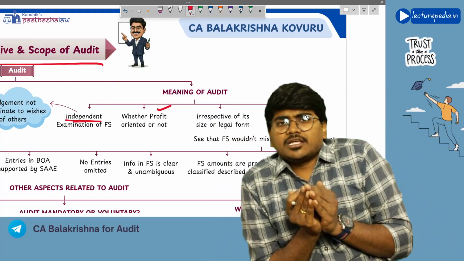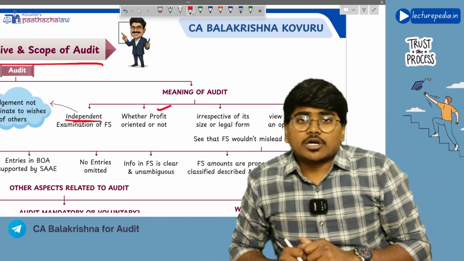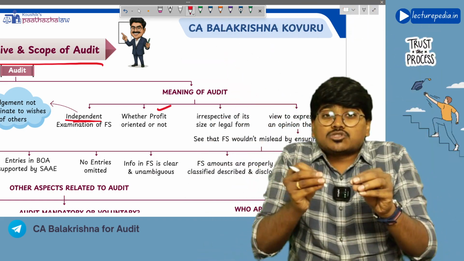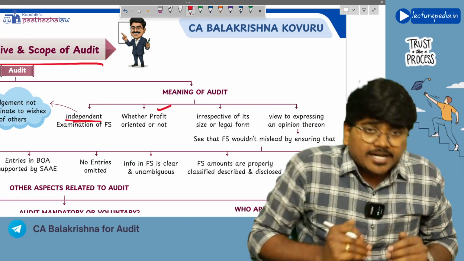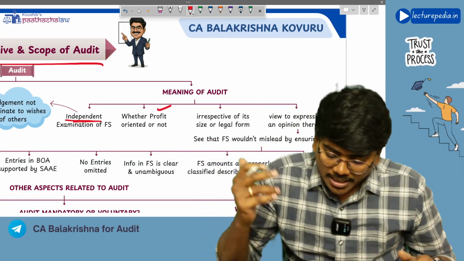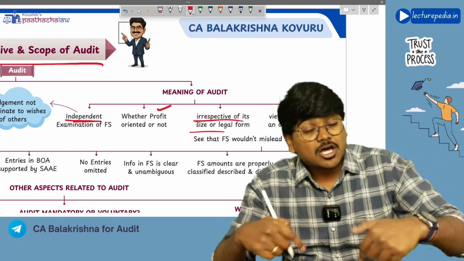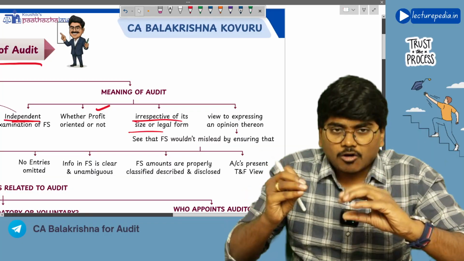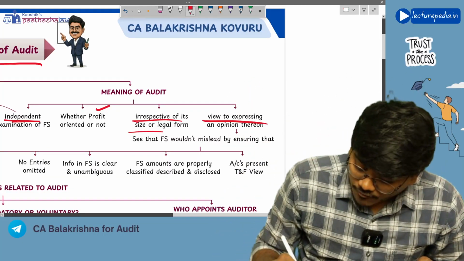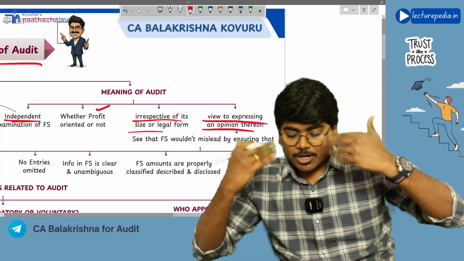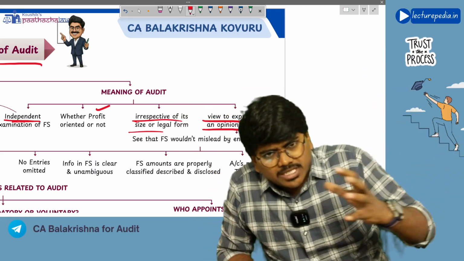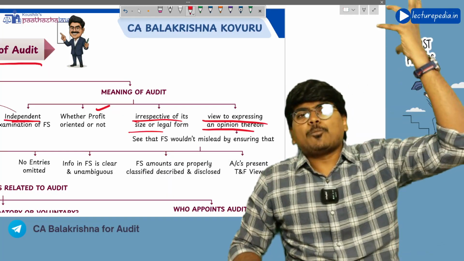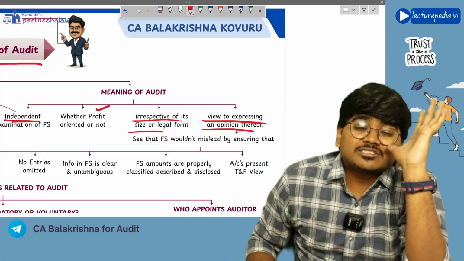Sir, our entity is a very small entity, it will not get audited? No. If you are a company, you have to mandatorily get your books of accounts audited, whether you are a small entity or a large entity. Got it? So irrespective of its size or legal form, audit will be required. Next, with a view to expressing an opinion thereon. So why are you doing this audit? You are doing this audit for the purpose of expressing an opinion on the financial statements.